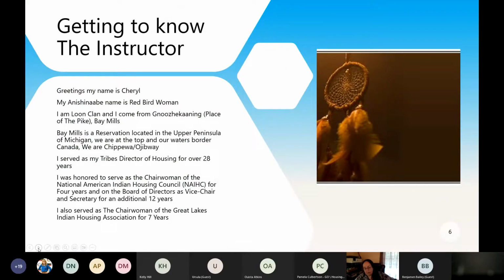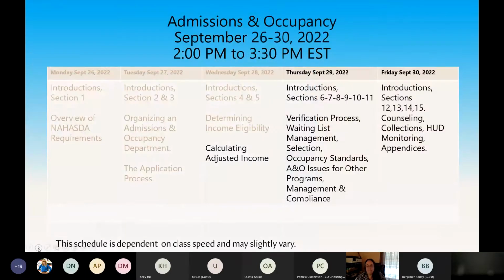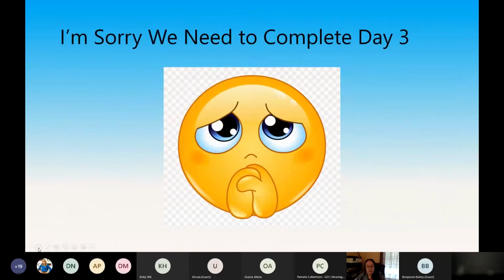This is my information, but I've gone through it for 3 days, so I'm going to skip it today in the interest of time. We didn't quite finish the section on calculating adjusted income yesterday, and we've got quite a few sections today, although they are short ones. So hopefully we can get through the majority of it, maybe all of it today. So I'm sorry, we're going to start off with having to complete Day 3.